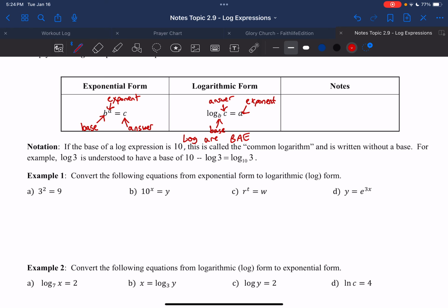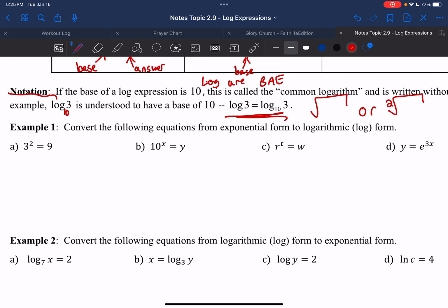And note, for the notation here, if the base of the log expression is 10, this is the common logarithm, and it's written without a base. So log 3 could also be written as log base 10 of 3, like it shows here. It's the same way you could write a square root with the radical symbol with a 2 there, but we normally just write the square root. If we just say log, we're saying log base 10. So let's get into some examples.